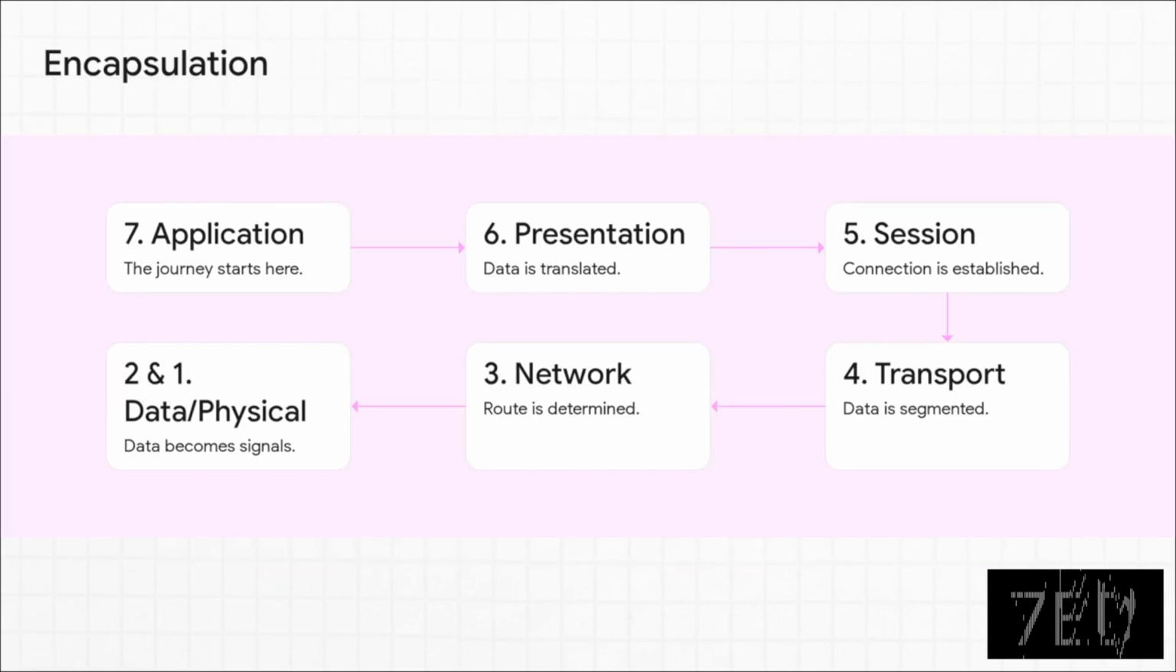Okay, so this is the roadmap for our data's outbound trip. It starts at the very top, at layer 7, and it works its way all the way down the stack. Now, this whole downward process has a special name: encapsulation. The best way to think of it is like putting a letter into an envelope, then putting that envelope into a slightly bigger one, and then that one into another, and so on. All right, let's kick this journey off.